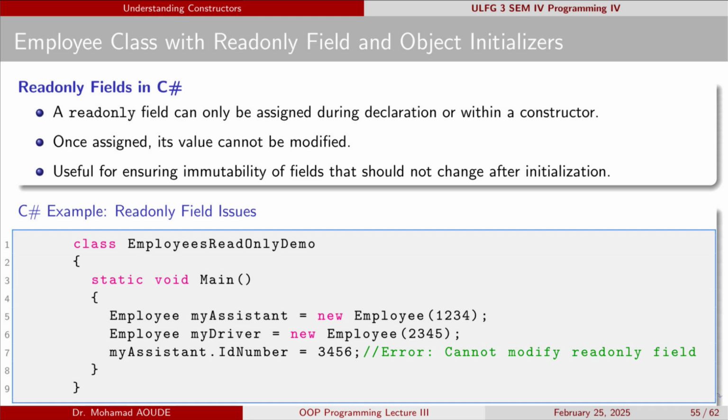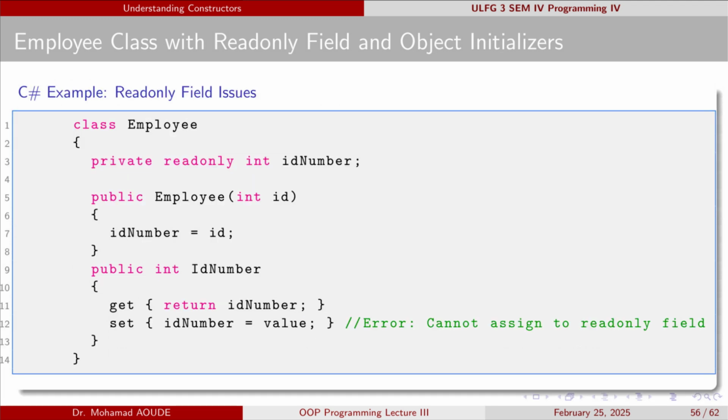Here's what happens if you try to modify a read-only field after construction. MyAssistant.idNumber equals 3456 will give an error; the compiler protects you. Read-only fields are important for building safe, predictable, and tamper-proof classes.